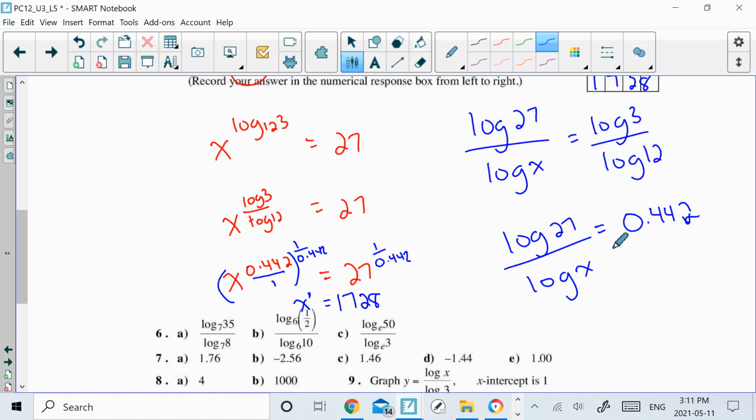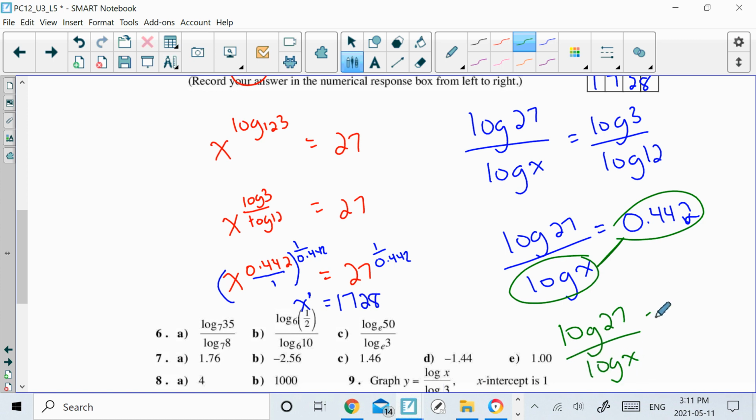From here, we really want the log of x by itself. So you'd be doing cross multiplying, but remember the trick that you could swap these. That's basically cross multiplying and dividing. So the log of 27 divided by 0.442 would be equal to the log of x.